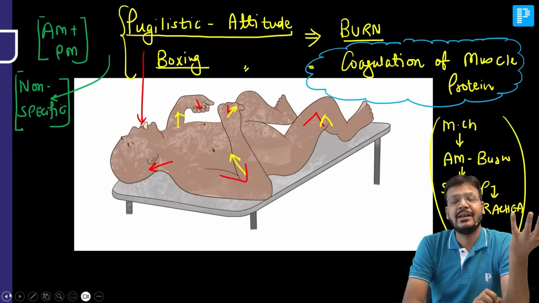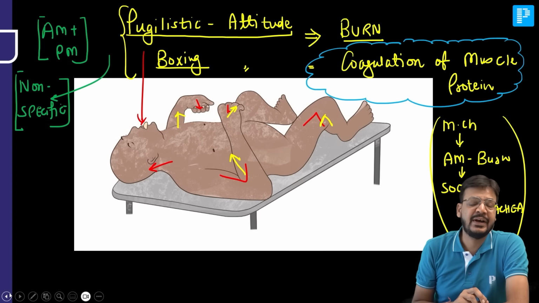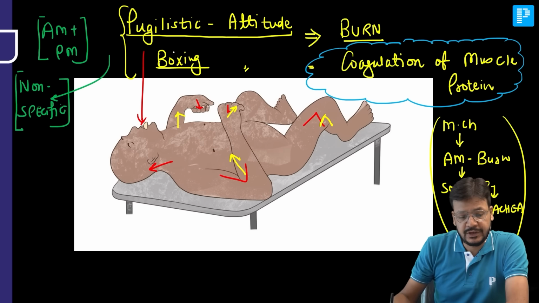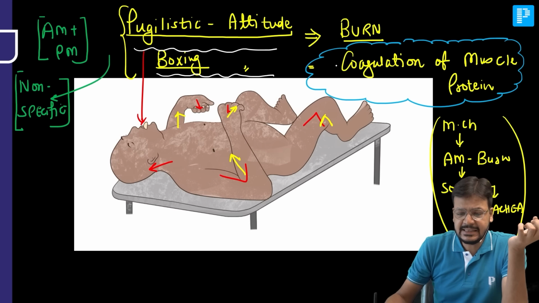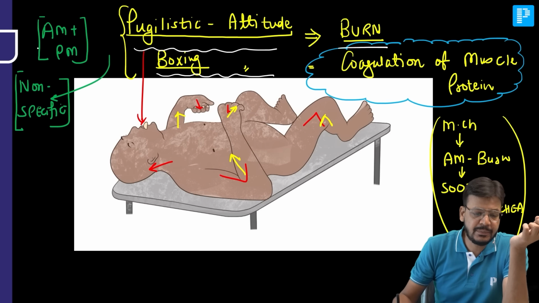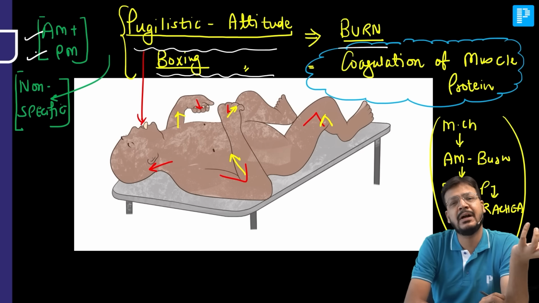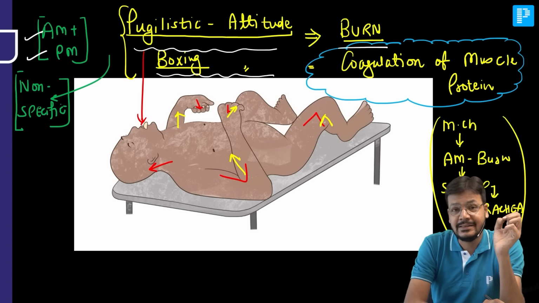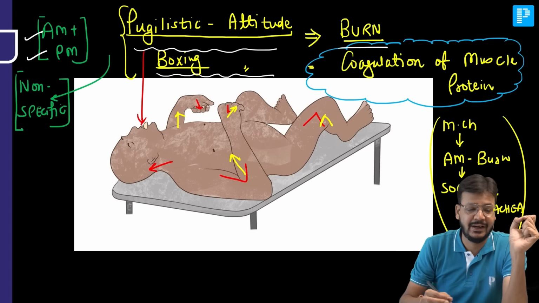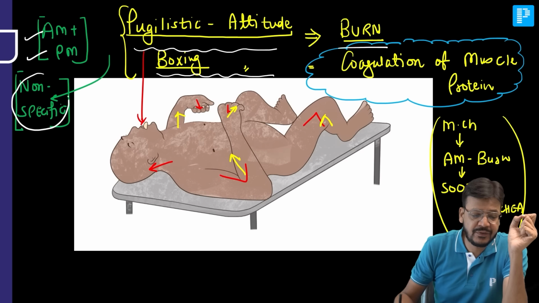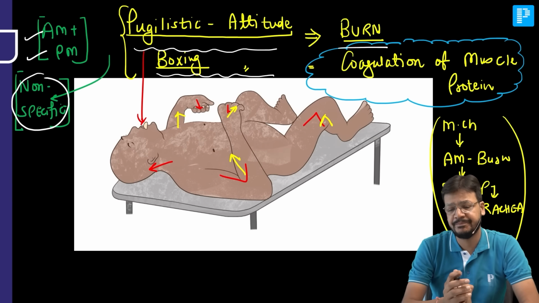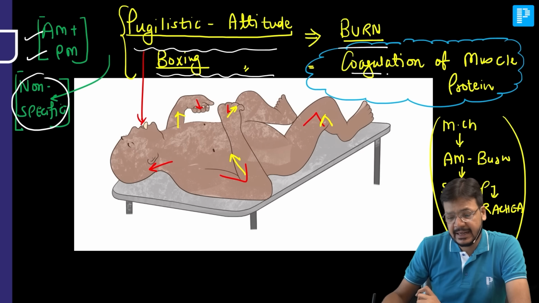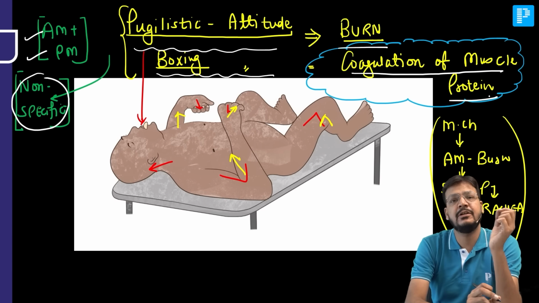Now, my dear friend, this is a very important image of pugilistic attitude. And friends, pugilistic attitude is also known as boxing attitude. It is seen in burn, and this burn can be antemortem burn or postmortem burn. So I would say, is it a specific finding? No, my dear friend. It is a non-specific finding of burn, because it can be seen in antemortem or postmortem burn. What is the mechanism? The mechanism is coagulation of muscle protein.